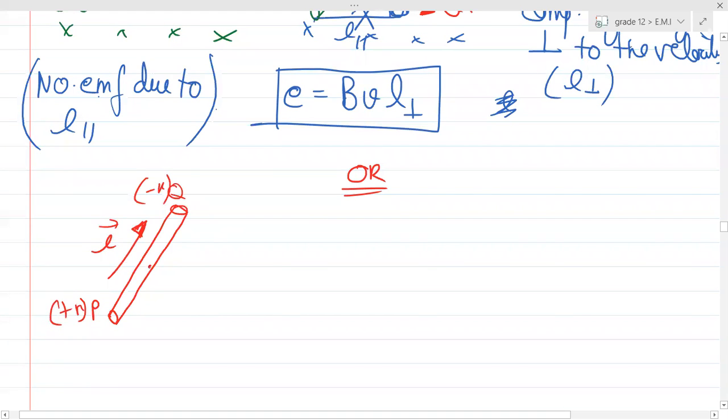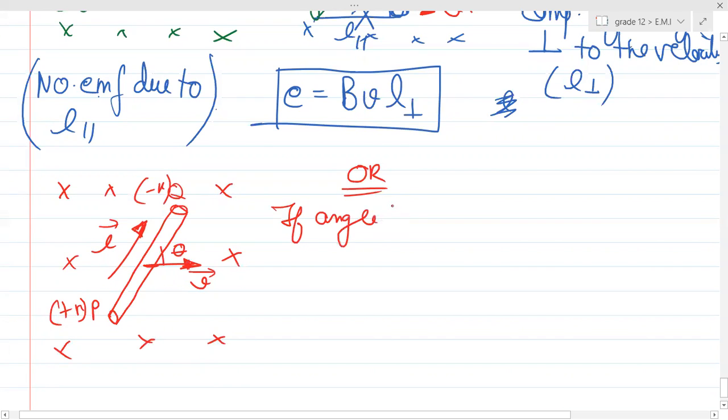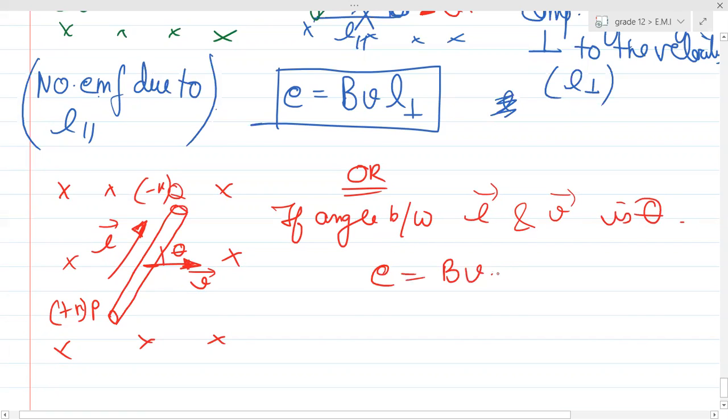Now let's see if this is moving with a velocity v, in a magnetic field. Can you see the angle between length and velocity is basically theta? If the angle between the length vector and the velocity vector is theta, then the EMF will be equal to B v L sin theta.